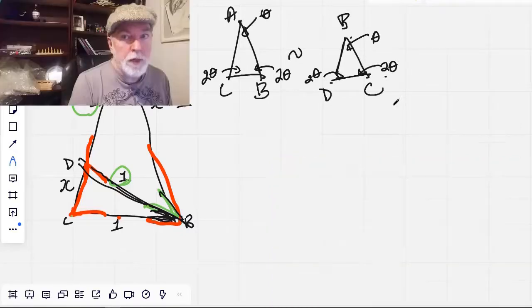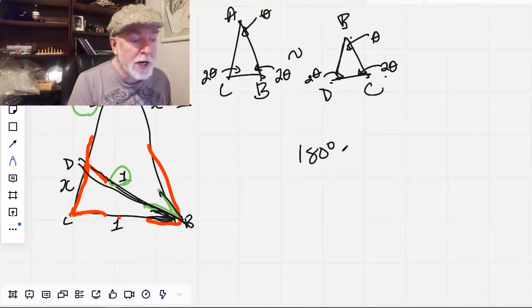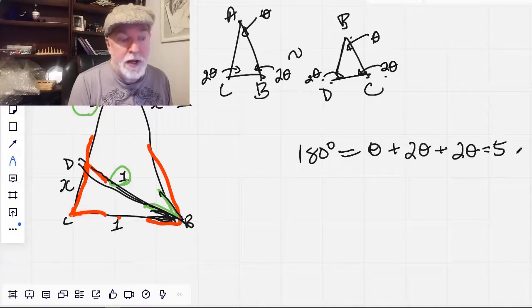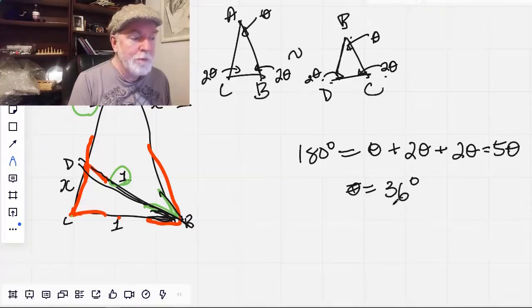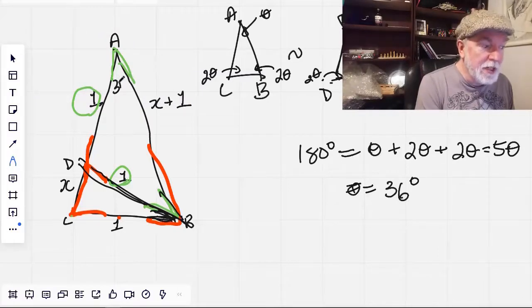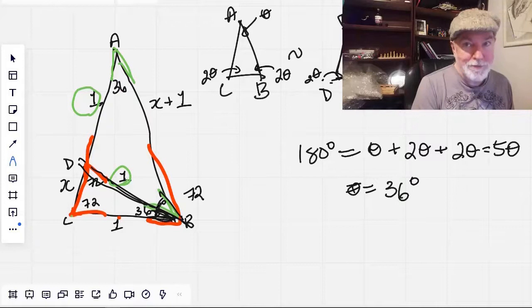And same thing, of course, with the similar triangle. Okay. Now, we know the angles are going to total 180 degrees. Okay, so 180 degrees is equal to theta plus 2 theta plus 2 theta, which is 5 theta. So theta can only be one thing, 36 degrees. Okay? So this is 36 degrees up here. This is 72. And this whole thing here is 72. That little thing in there is 72. And that little thing in there is 36. Okay. So we've got the angles sorted out.